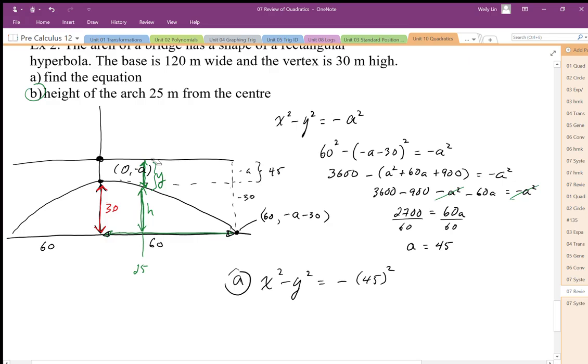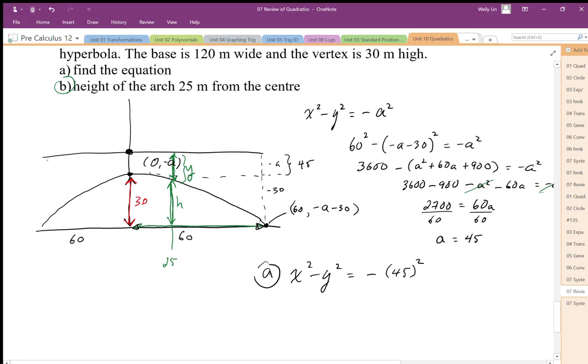And I need to take that y coordinate away from this total height. Let's see what that total height is. And that total height from here to here works out to be 75 meters. Okay, there's 45 of it above between the middle and the vertex, and there's 30 meters from the vertex down to the ground. Okay, so let's calculate y first.